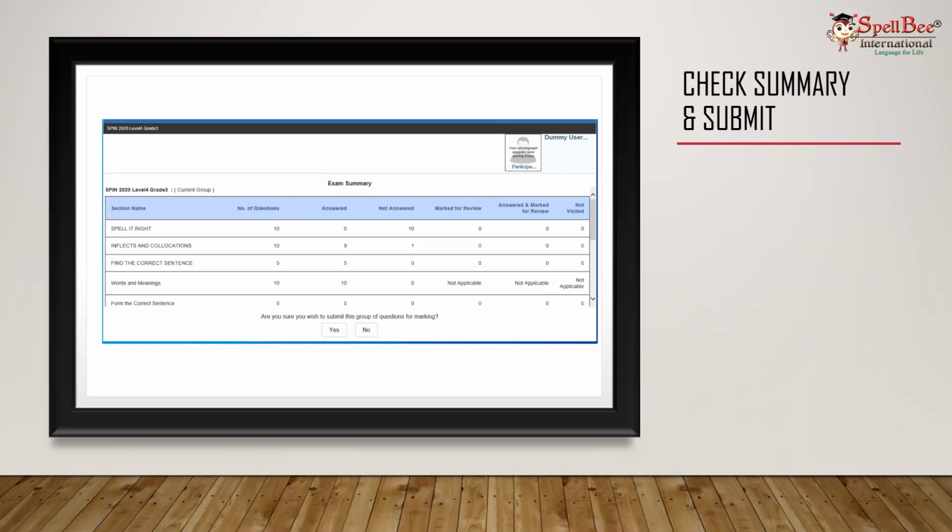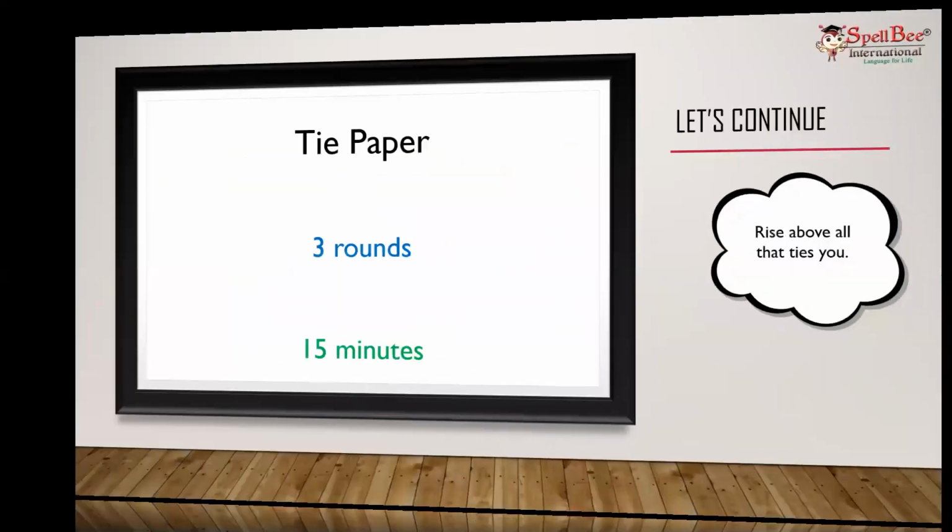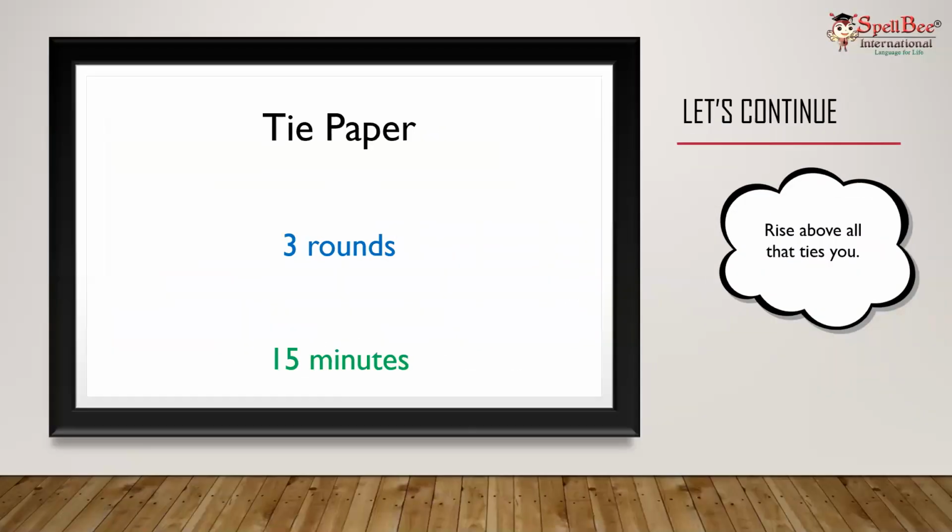But what happens if you were somewhere in round number 10 or round number 11 and your time runs out? And if you had not pressed the submit button at all? What if you had missed looking at the countdown timer and suddenly the time is over? Do not panic. All the answers you have entered will be saved automatically and you will be directed to the tie paper. Tie paper has only 3 rounds and only 15 minutes to complete them.